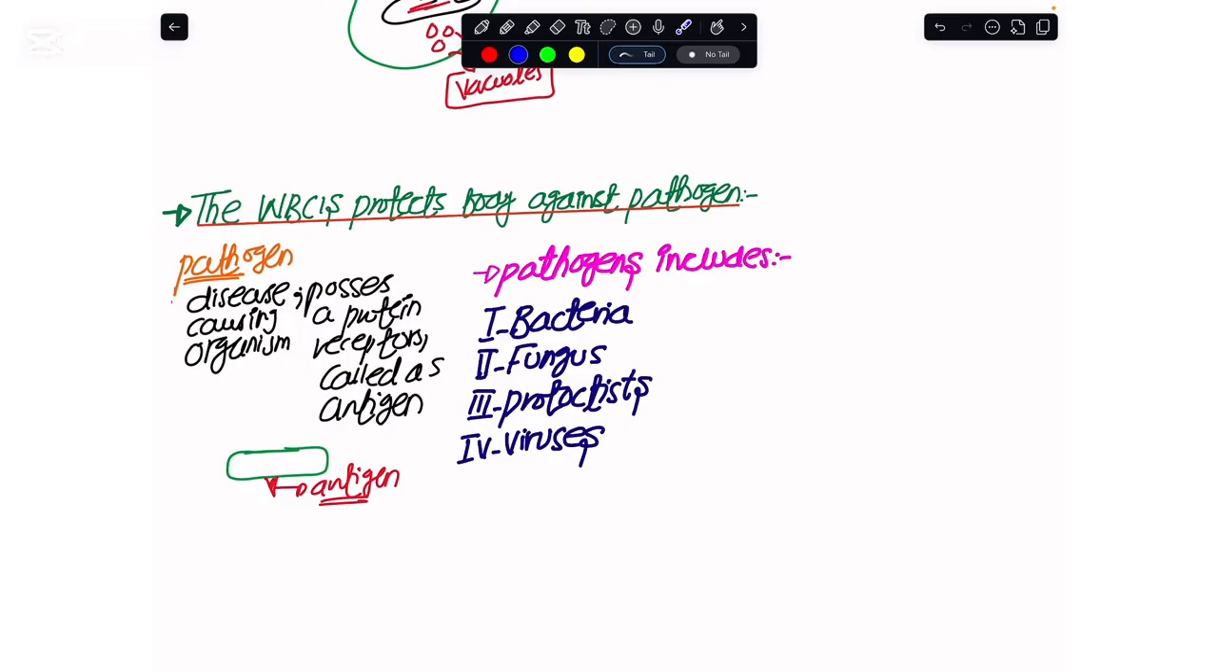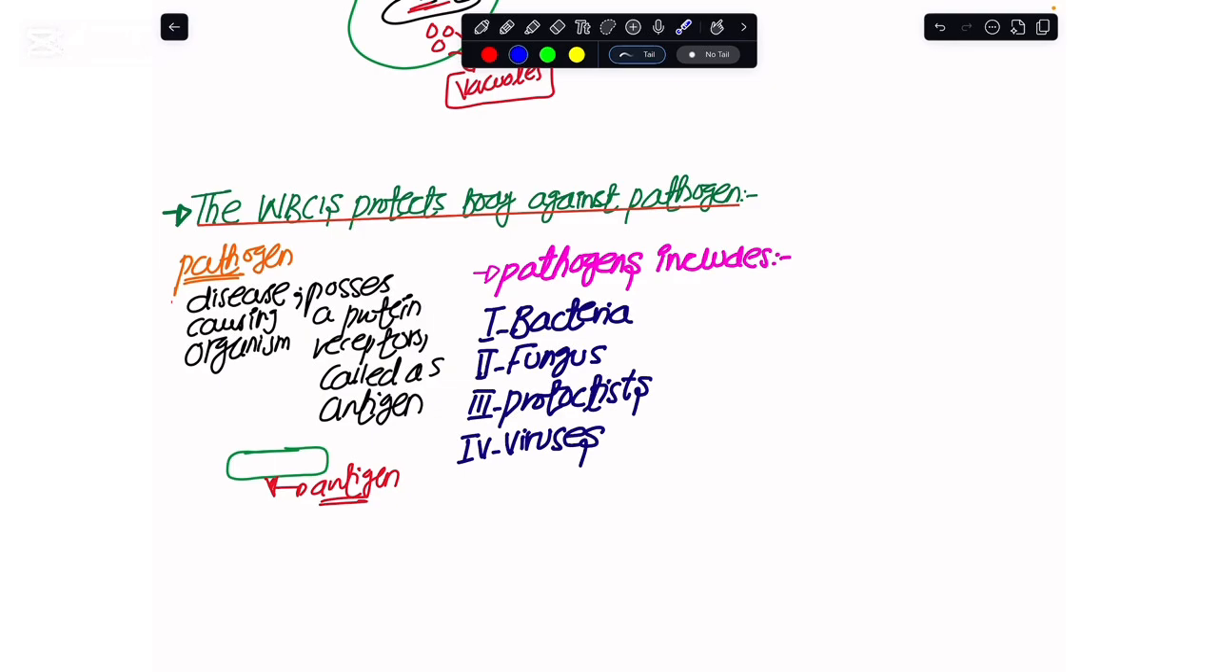Now, my body is always at risk of catching a pathogen. By pathogens, we mean they could be bacteria, fungi, some protoctists, or viruses, and they cause disease in the human body.